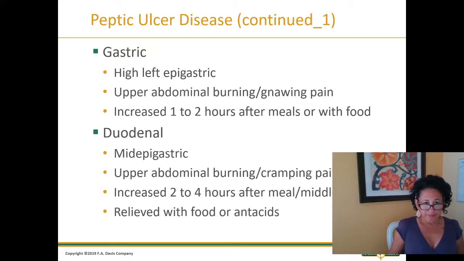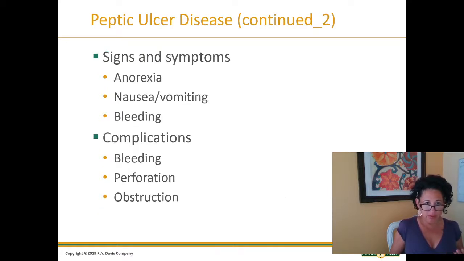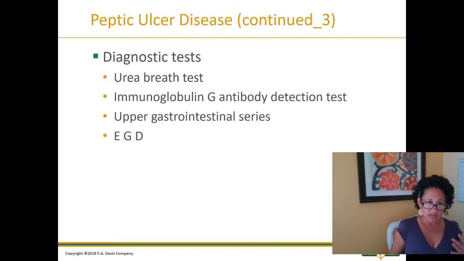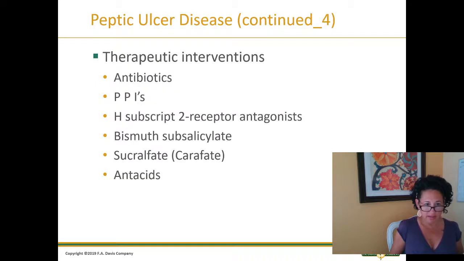Gastric. Your high left epigastric, abdominal burning, gnawing pain, increased 1 to 2 hours after meal. Duodenal. This is the mid epigastric, so this is a different area, peptic ulcer. Look at all of those things. What are my signs and symptoms, my complications? Again, start and stop this slide where you need to so you can review this. What are my peptic ulcer diseases? Diagnostic tests down here.